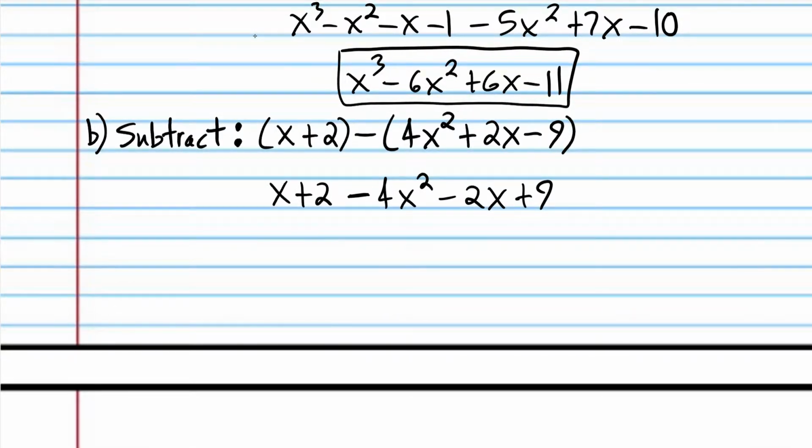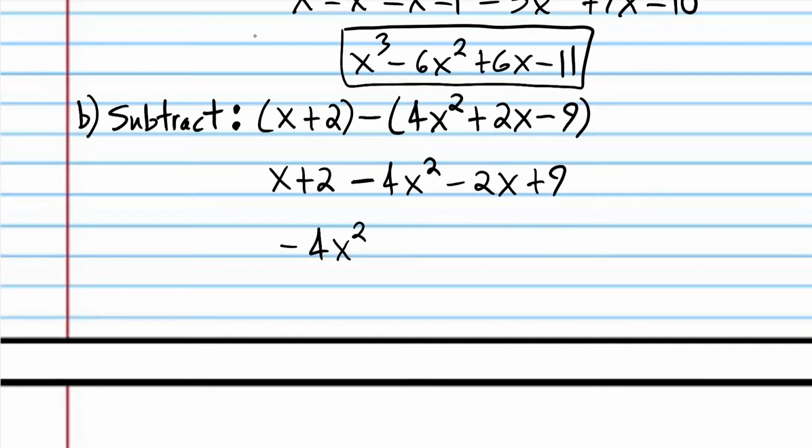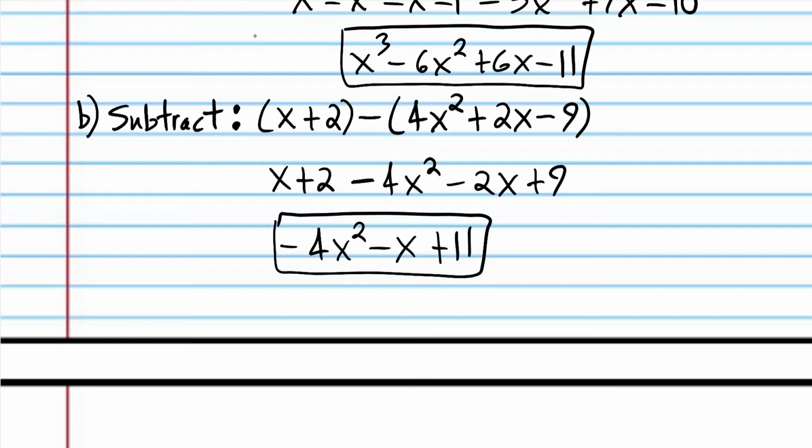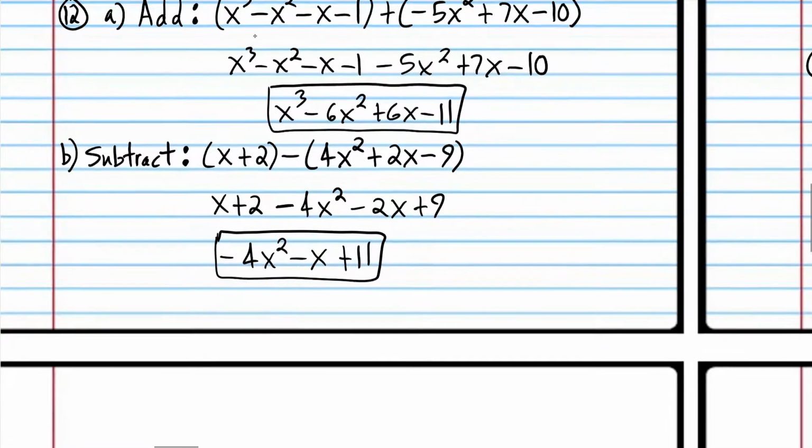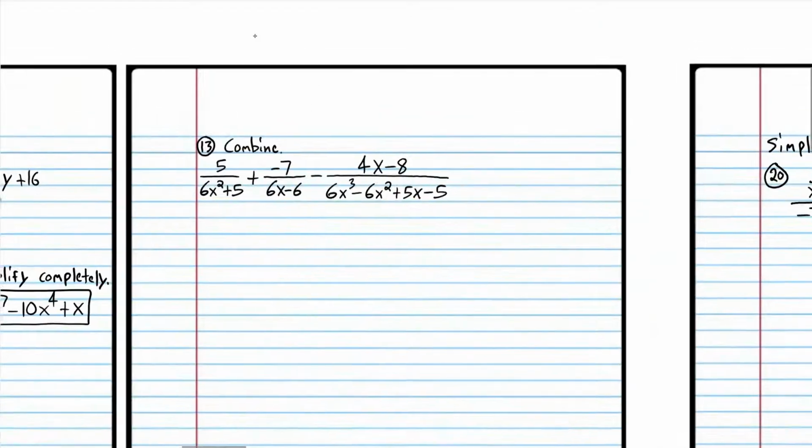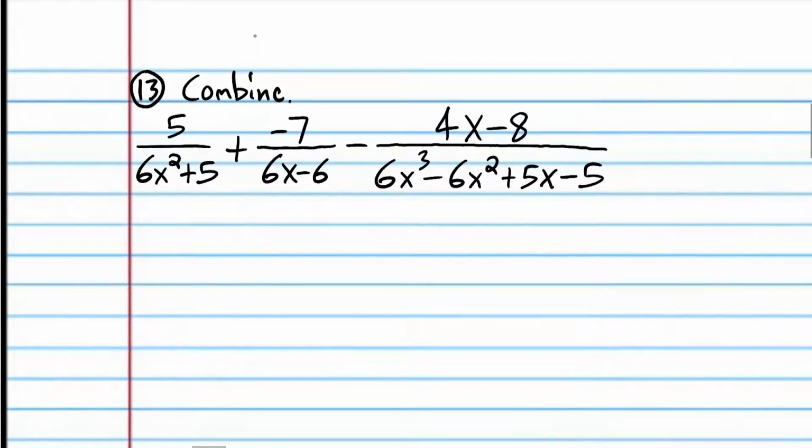So it's good to write in descending order of powers. You don't have to in these problems because it doesn't tell you to, but it's good to write the x squared term first. x plus negative 2x, or x minus 2x, however you want to say it, is negative x. And 2 plus 9 is 11. So there you go. We subtracted those polynomials. So that was number 12. On to number 13. Now we're going to combine these fractions.